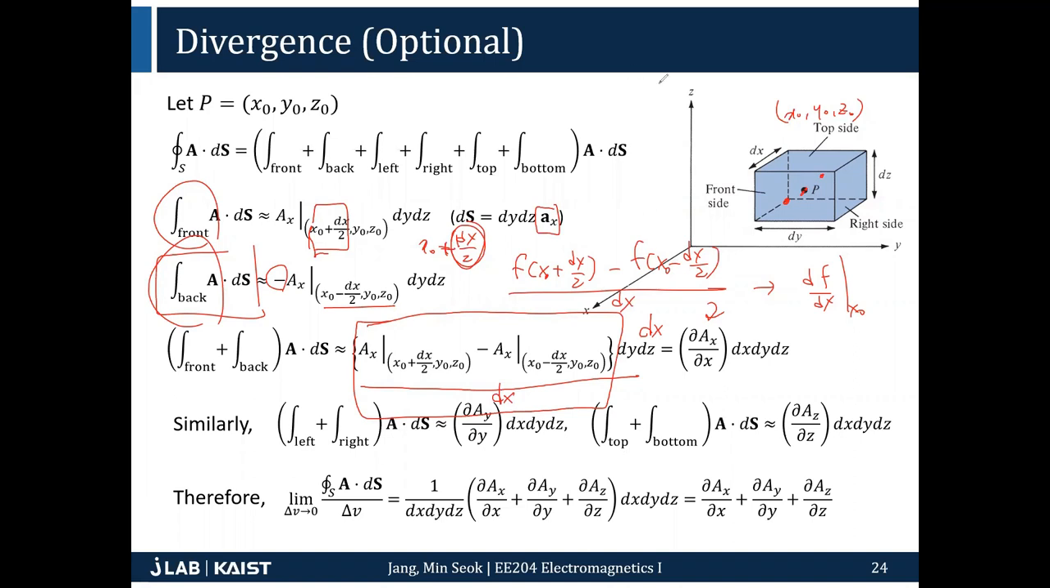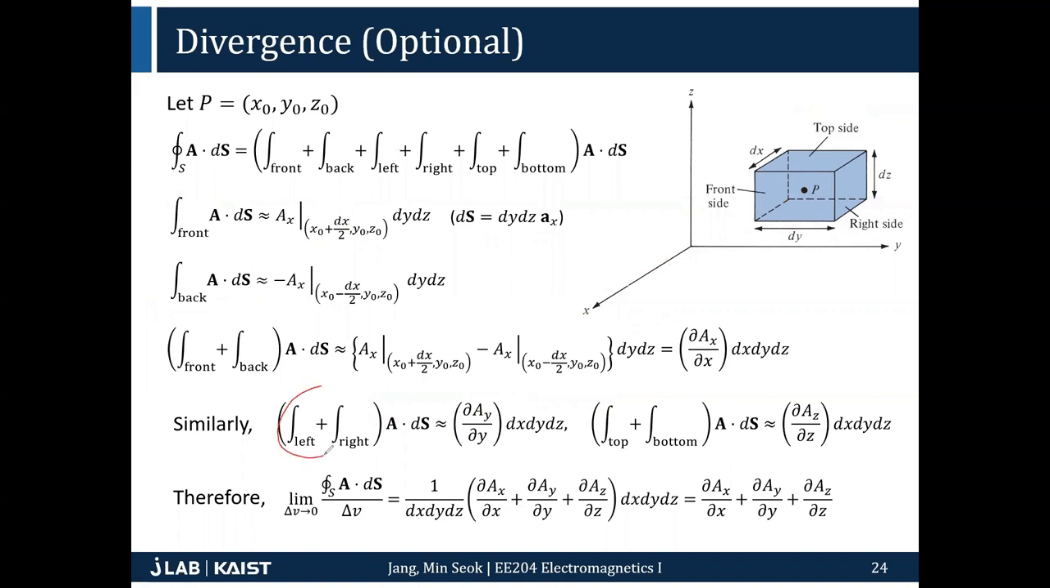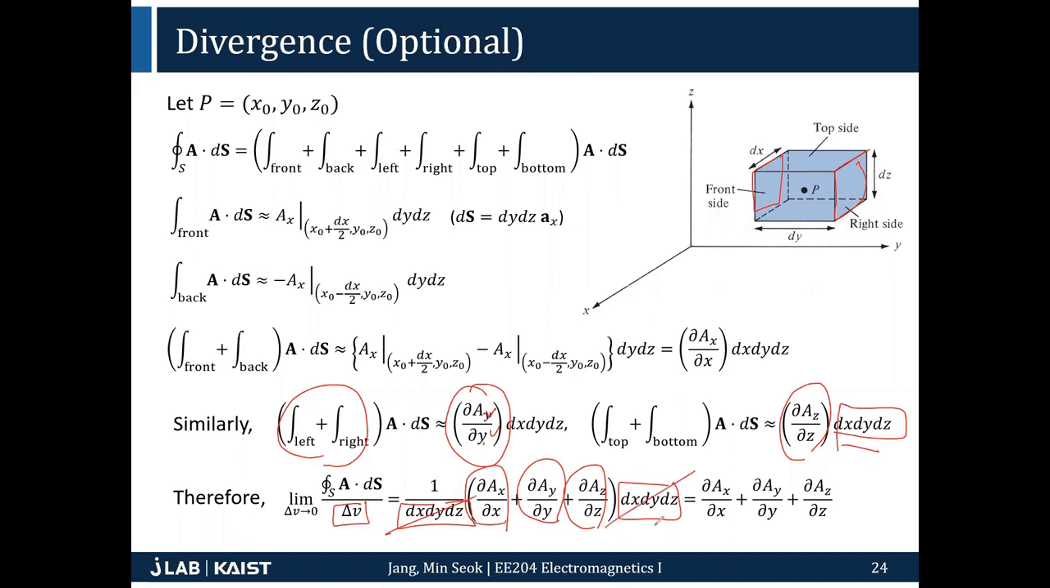And similarly, if you do the same thing for all other surfaces, left and right gives you the partial derivative of AY along the Y direction. And then top and bottom gives you a Z component, dAZ/dz, right? So if you add them up, you have all components, dAX/dx, dAY/dy, dAZ/dz, right? And then you have dx, dy, dz, and you divide it by delta V. Delta V is also dx, dy, dz. So these just will be divided. And then you have this value. Okay? So this definition and this Cartesian coordinate definition are equivalent.